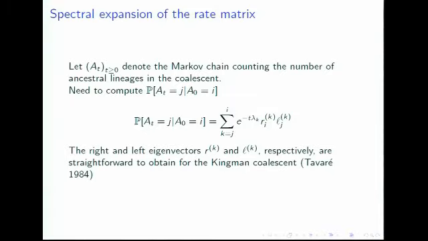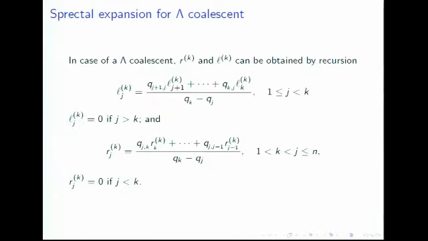In the case of the Kingman coalescent, we just derive the spectral expansion of the rate matrix, which is straightforward, and then we can compute the probability this way. We can use the same technique when we have a lambda coalescent, but we have to express the eigenvectors in a recursive form. We can't get a closed-form representation of the eigenvectors.